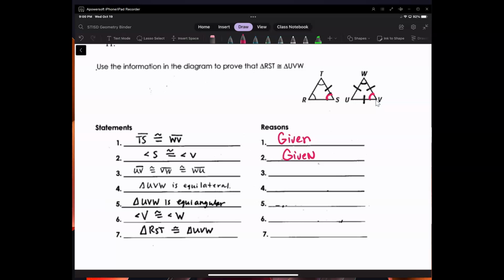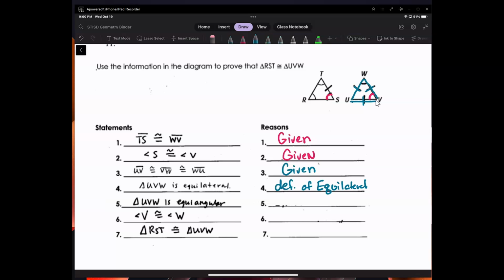Segment UV is congruent to segment VW, which is congruent to segment WU. So WU is congruent to UV, which is congruent to WV. So all those sides are congruent, and that's going to be also given. Now, you notice that triangle UVW has all the sides congruent. By definition, that's equilateral. So definition of equilateral triangles. Lateral means side, equal means equal, so it's equal sides.